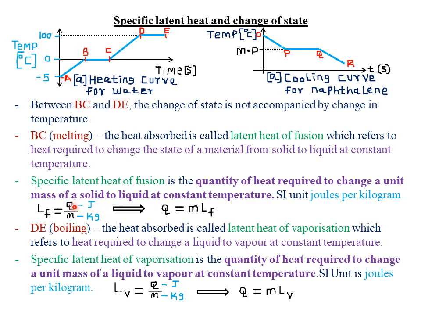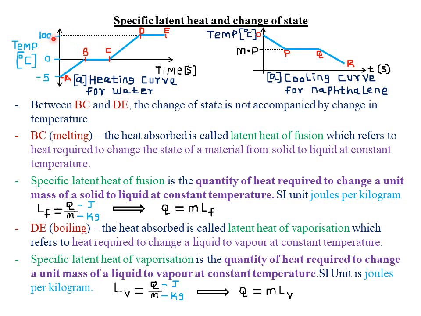You can also make Q the subject of the formula by multiplying both sides by mass. So Q is equal to the mass of the solid that was changed into the liquid state, multiplied by the specific latent heat of fusion.